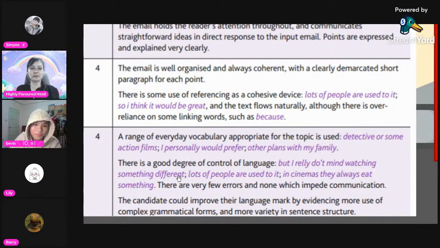Don't mind watching something different. Lots of people are used to it. In cinema, they always eat something. So basically, accurate. Okay, good degree of control. Still, it is a mixture between 5 and 3.